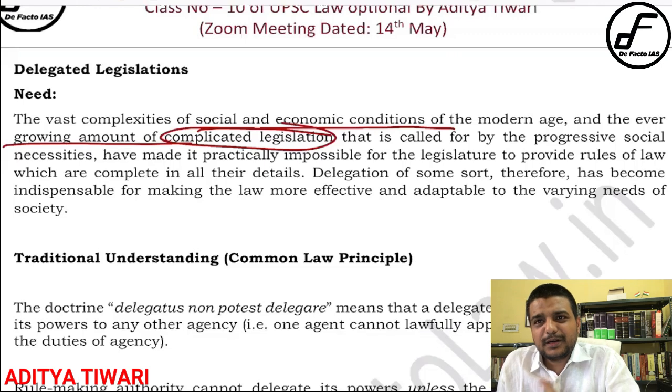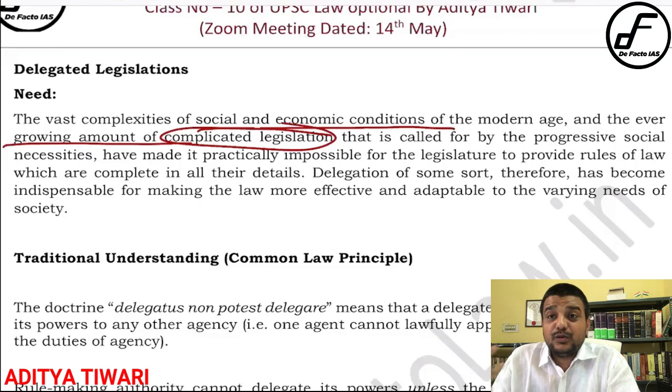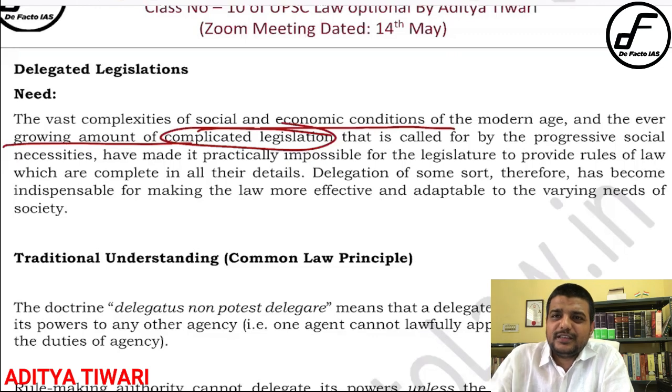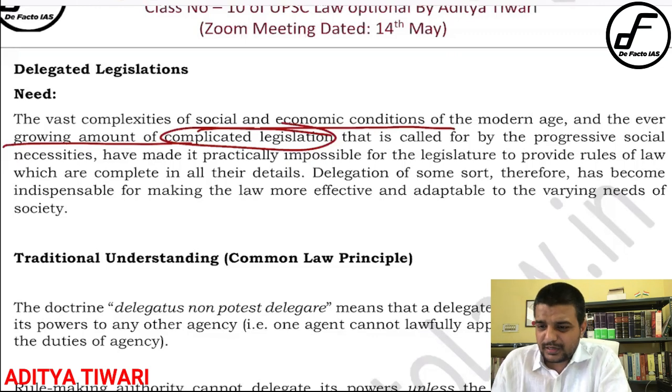It becomes so complex that you cannot practically write everything down in the legislation. It is simply impossible, right? So what to do at that time? At that time, you can come up with delegated legislation. You can trust the officers and entrust them to mold the law according to the need. So that is the one thing, complicated legislation.